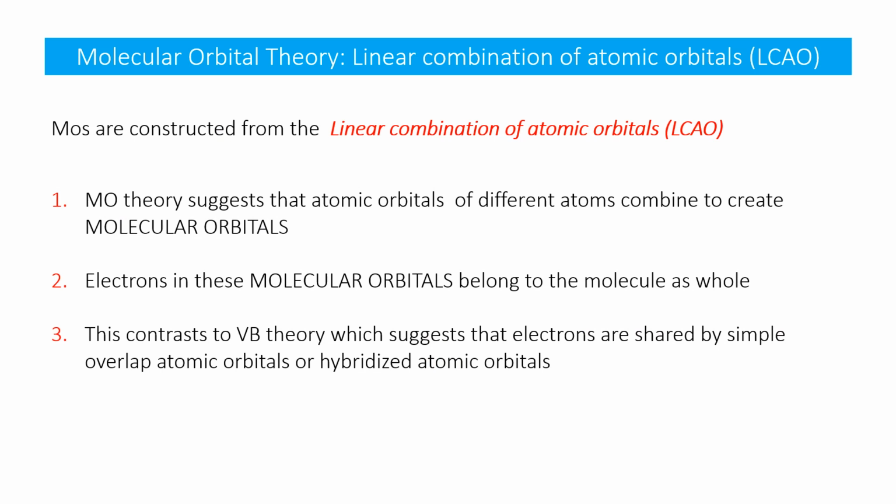This is achieved by a construction called the linear combination of atomic orbitals. We state molecular orbitals are generated by atomic orbitals combining to create them. Electrons in these molecular orbitals belong to the molecule as a whole. And now this is in contrast to valence bond theory, which suggested that the electrons are shared by simple overlap of atomic orbitals or hybridized atomic orbitals.